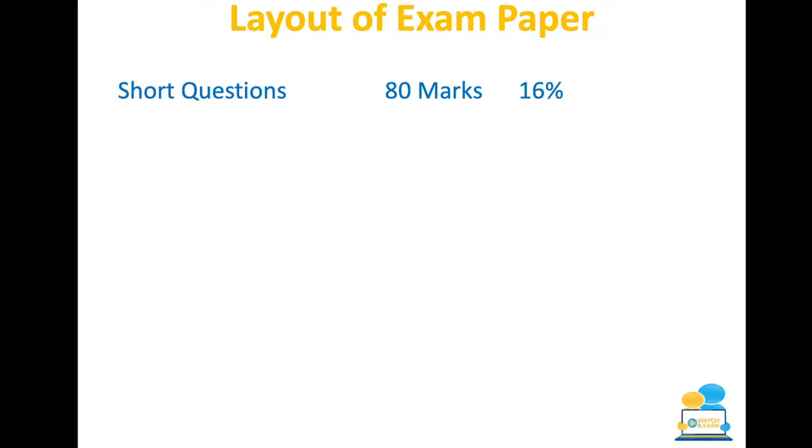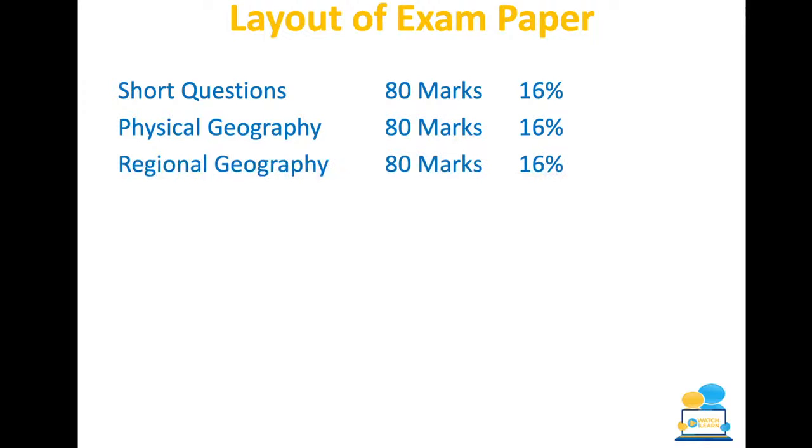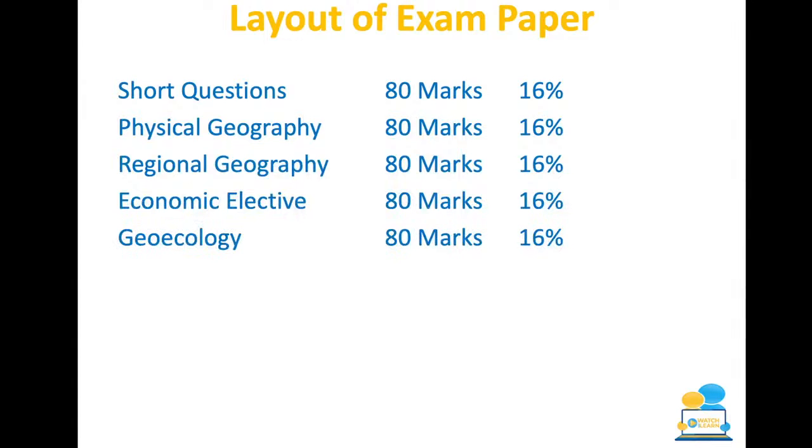So short questions are so critical, and I'll speak later on about how you can maximize your marks with the short questions. The physical geography is 80 marks, and it's 16%. Your regional geography is 80 marks, 16% of your entire paper. The economic elective or the human elective is 80 marks, 16% of the exam paper. And your geoecology is 80 marks, 16%. So you can see everything is weighted the same.